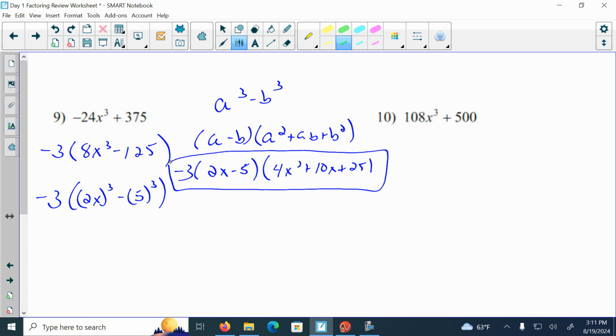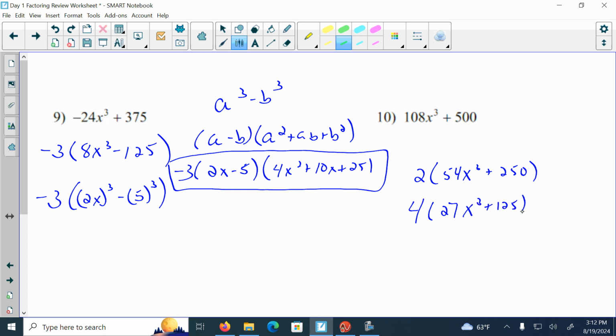Okay, the next one, I have 108 and 500. So I know it's divisible by 2. So let's start with 2, and I get 54x to the 3rd plus 250. And I can still factor out 2 from that. So 2 times 2, which is 4. So 27x to the 3rd plus 125.